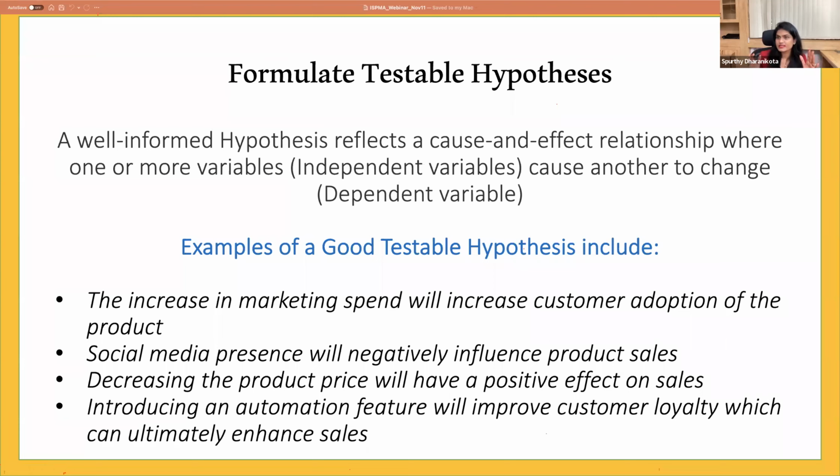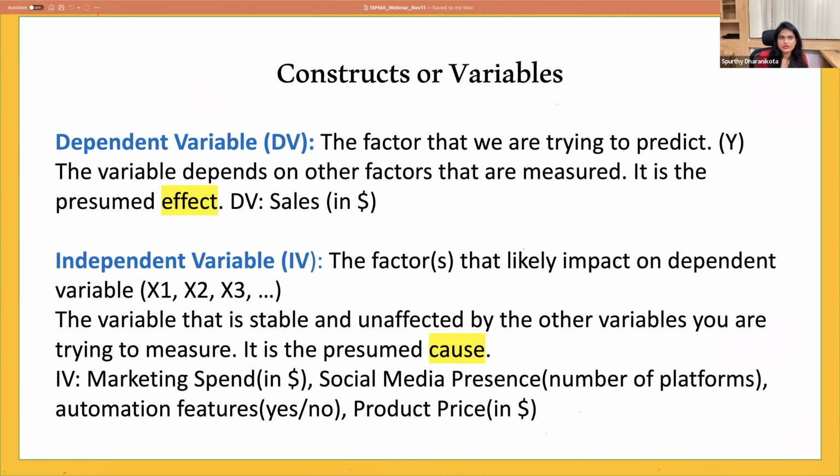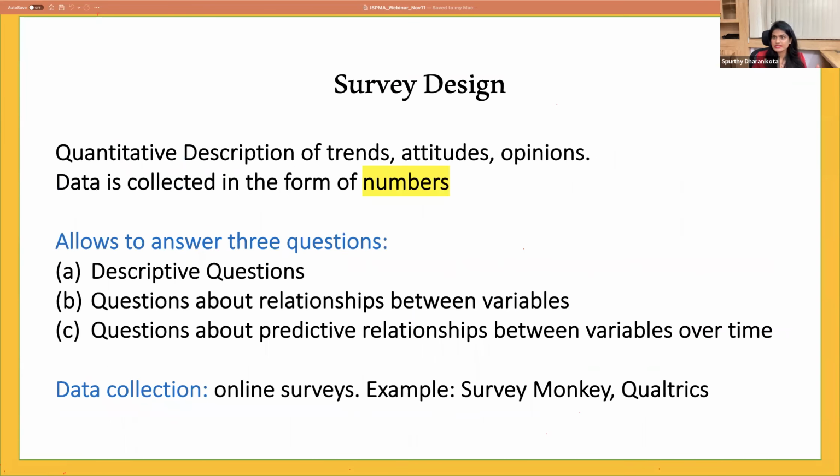That's some hypothesis that I'm coming up with based on my research problem, right? So, dependent and independent variables. Like I said, a very short note to remember: independent variables are the causes and the dependent variable is the effect, which is sales. So once we know how to formulate testable hypotheses, that's when you can start collecting data, right?